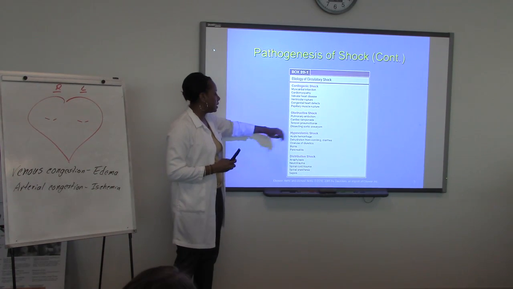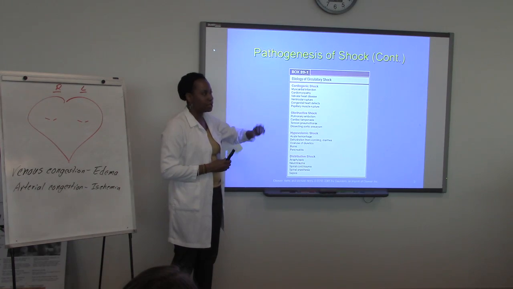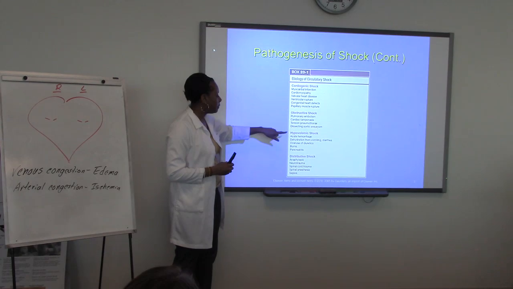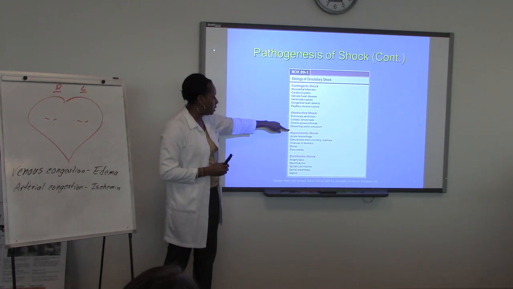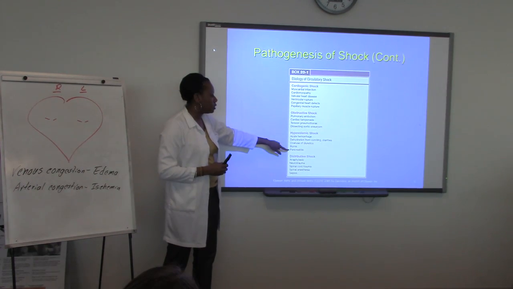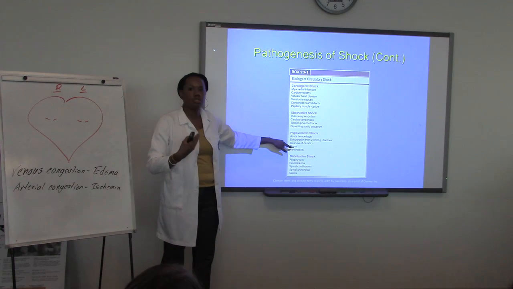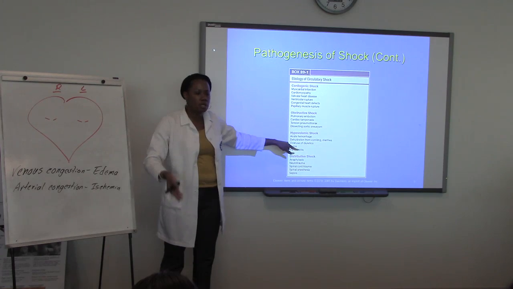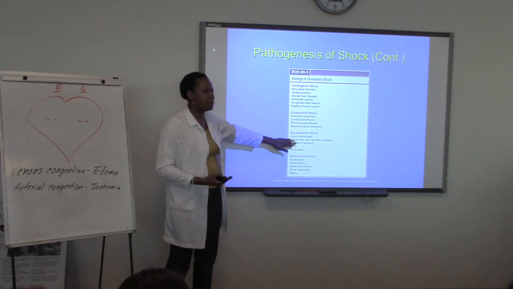And then dissecting aortic aneurysm. Again, that will be another blockage if an aneurysm is in the vessel. Now, hypovolemic shock. This one is really easy. Anything that has to do with fluid loss, whether that's vomiting, diarrhea, blood. Any type of fluid loss falls under that category.